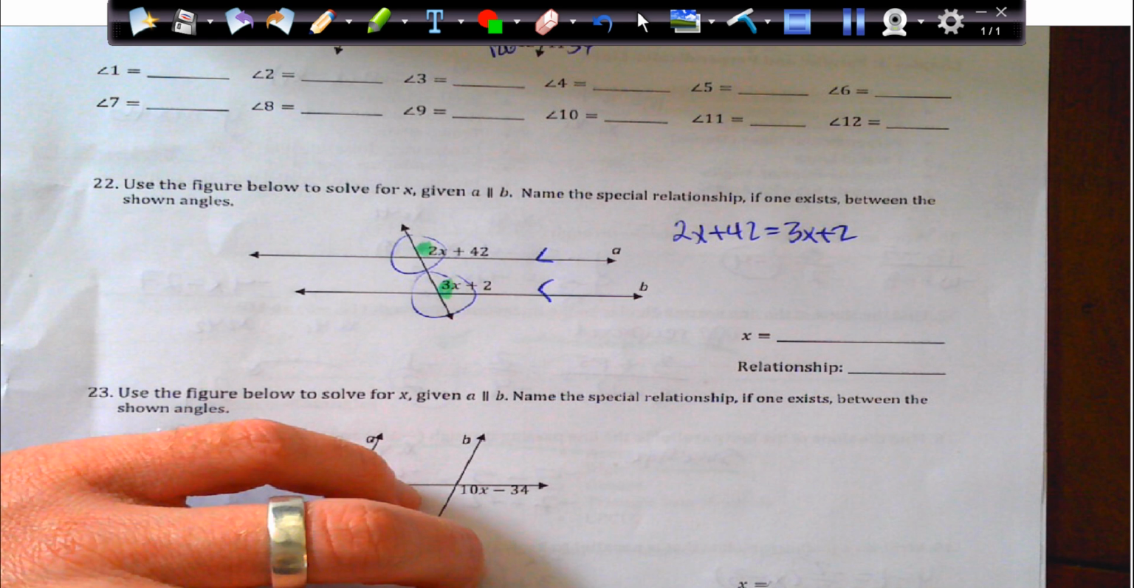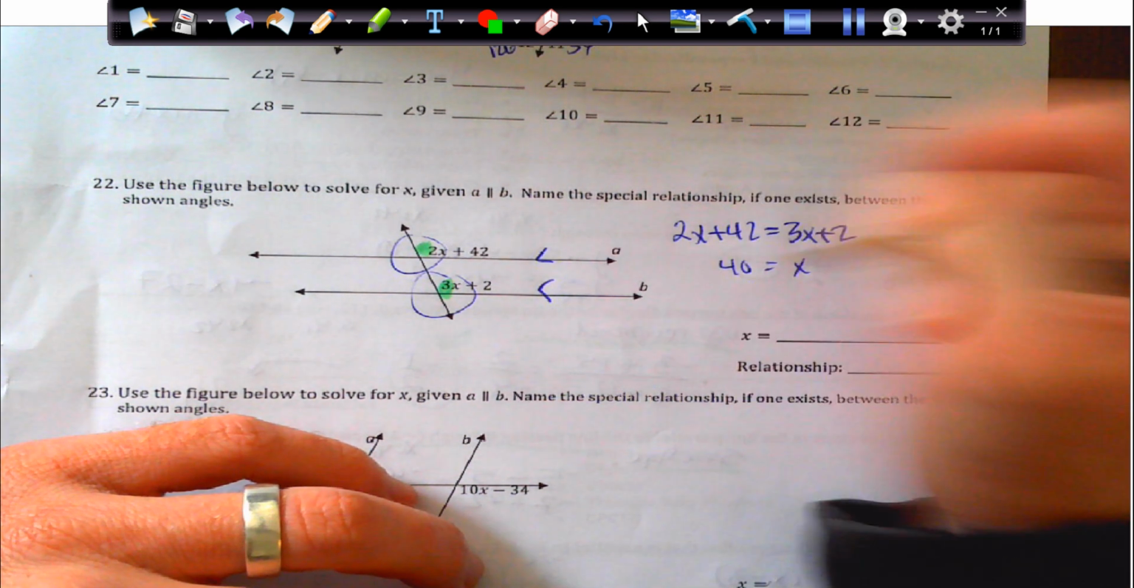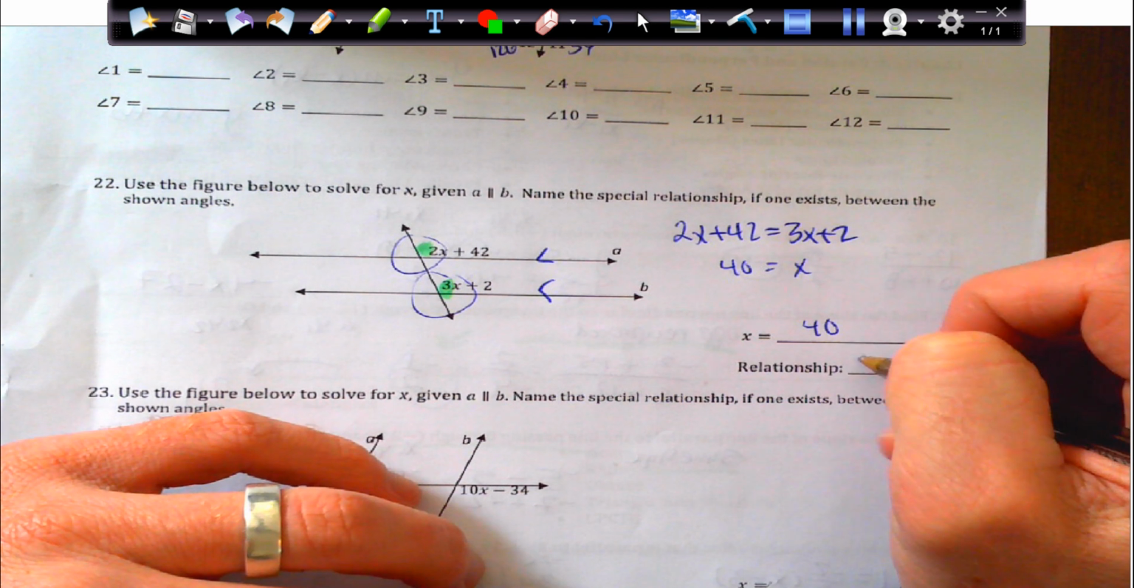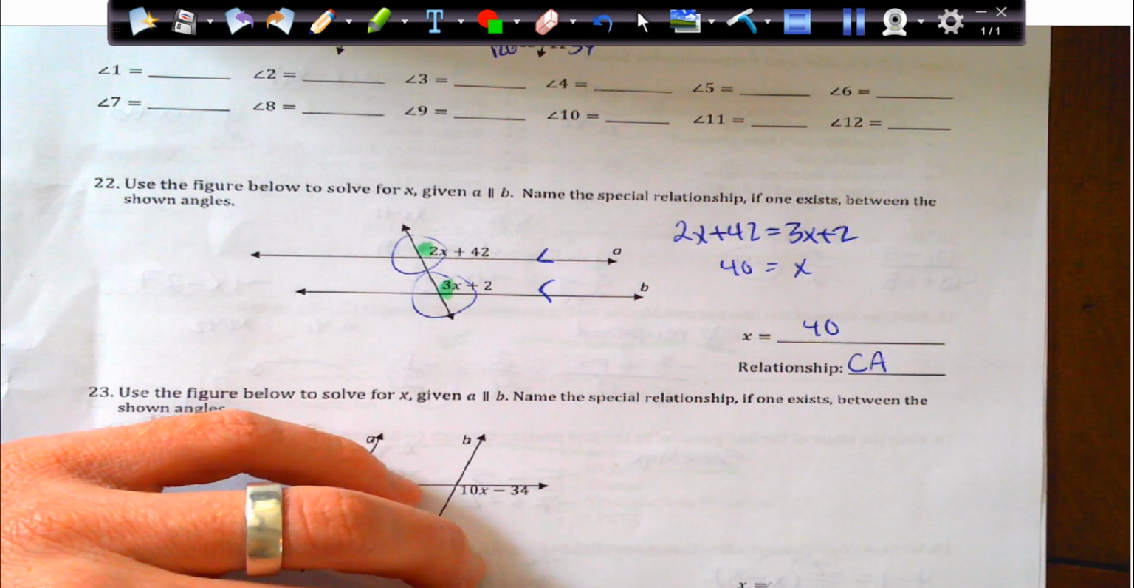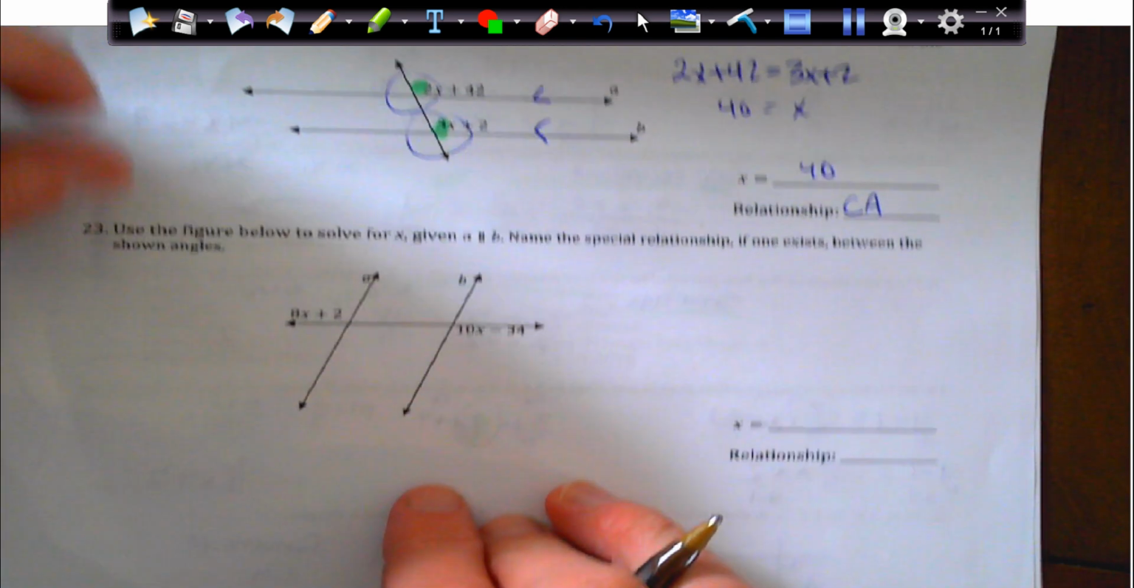let's solve. Subtract the 2x, that gives me x. Subtract the 2, I get x equals 40. And the relationship is corresponding angles. Okay? Corresponding angles. If you don't know what CA means, make sure you write it all the way out.